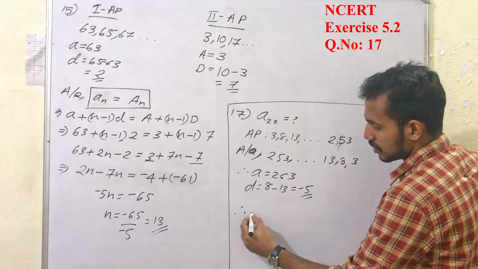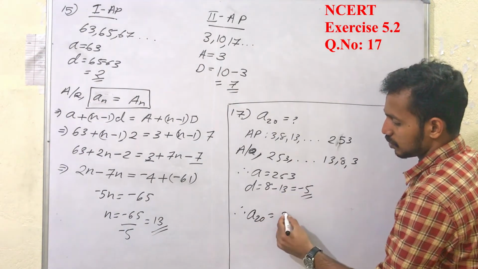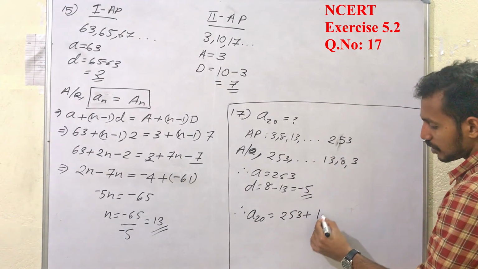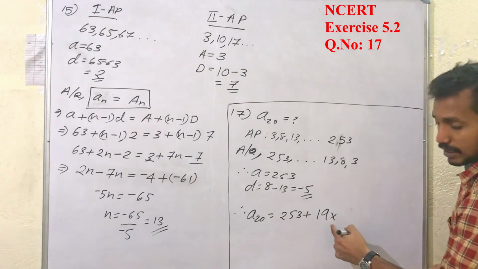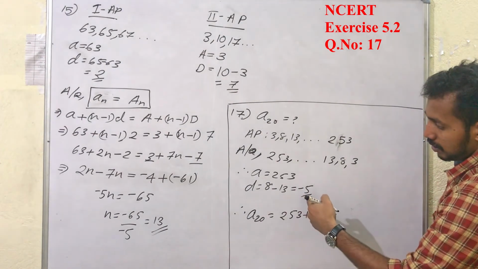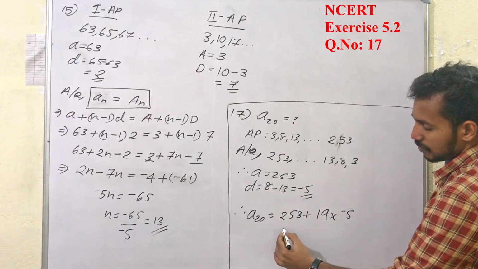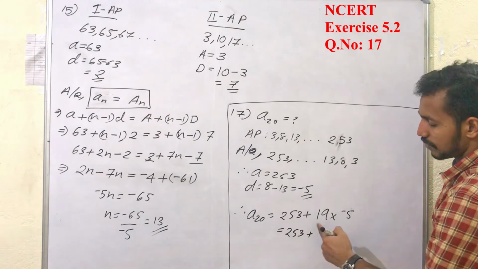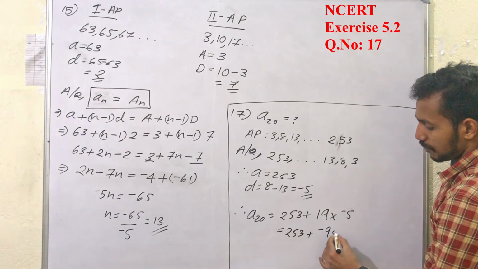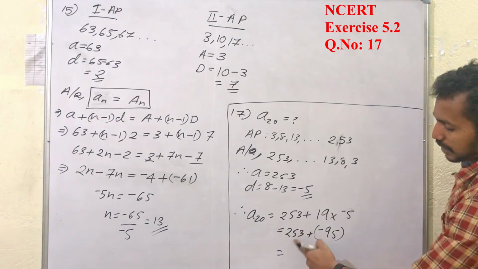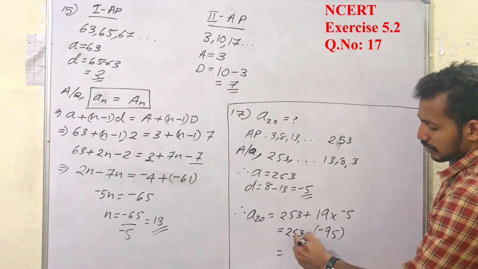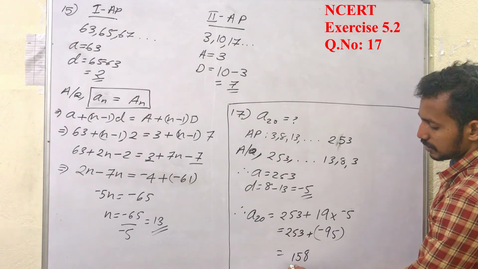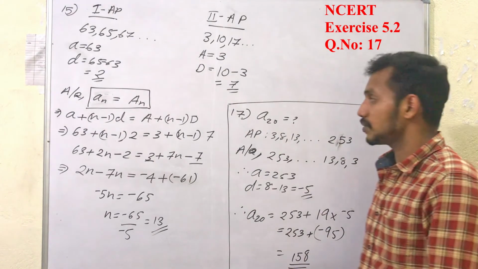Then the 20th term is equal to, what is here? 253 plus n minus 1 into d, that means 19, since 20 minus 1 will be 19. 19 into the common difference minus 5, is equal to 253 plus 19 into minus 5, which will be minus 95. Subtract, and what will you get? 158. This is also a very important question.